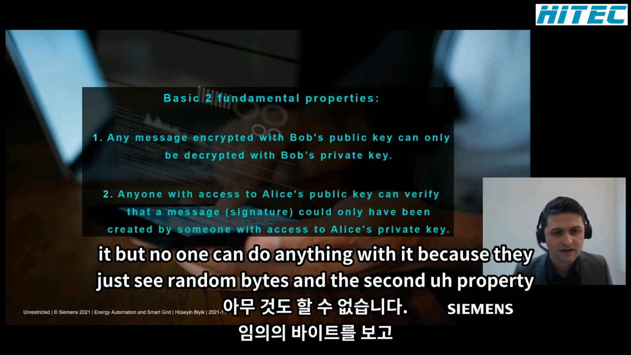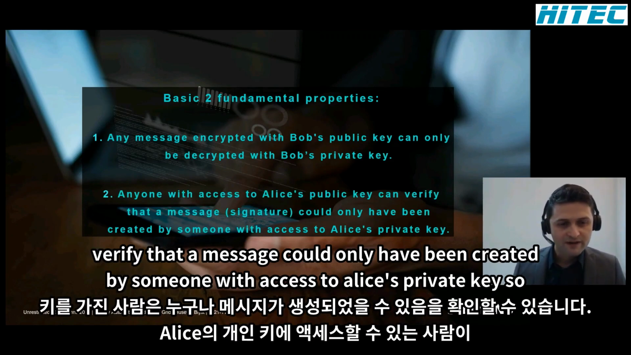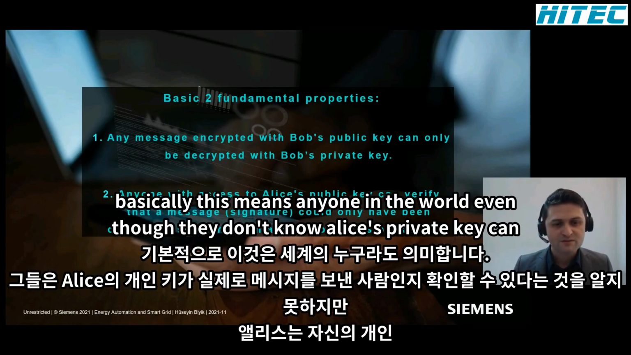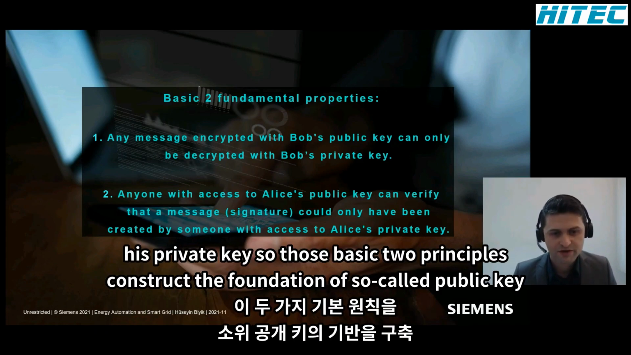And the second property is about Alice, let's call the other party Alice. Anyone who has Alice's public key can verify that a message could only have been created by someone with access to Alice's private key. So basically, this means anyone in the world, even though they don't know Alice's private key, can still verify that a message was actually sent by Alice. Because remember that only Alice knows her private key.